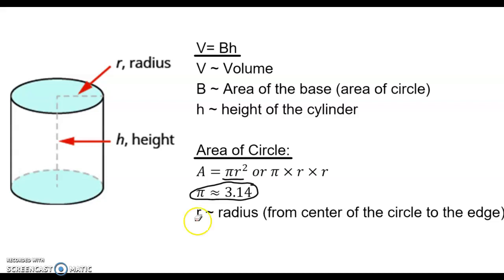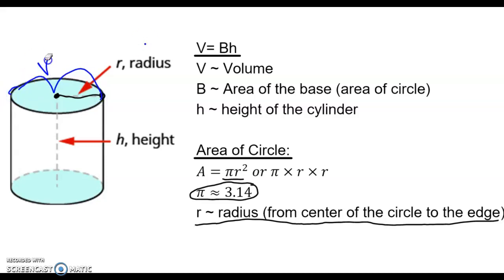And another thing to remember is that the radius is from the center of the circle to the edge. In this case, the radius would be from here on our cylinder all the way to here. If we go all the way across, which is what I'm marking in blue, that would be called the diameter.